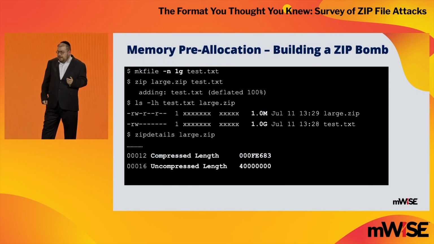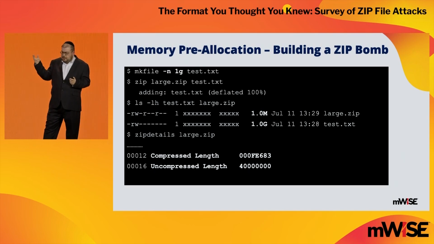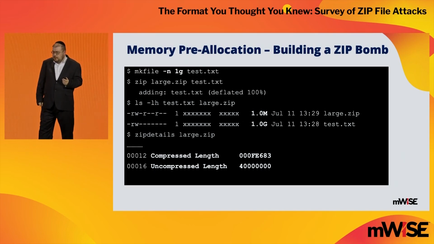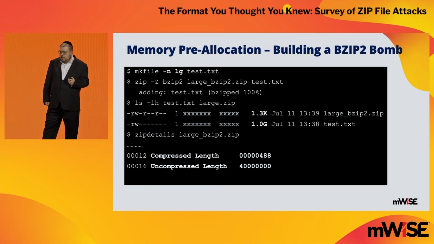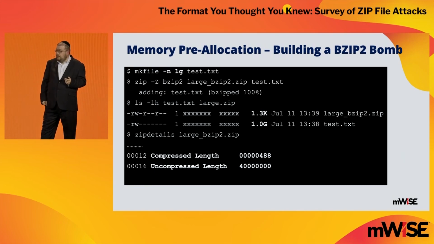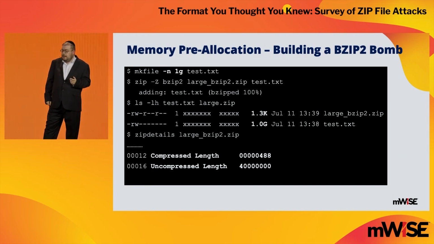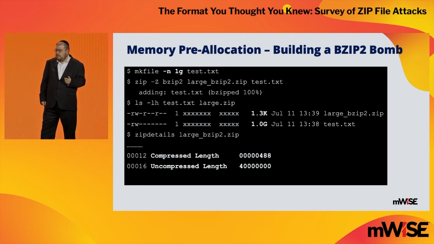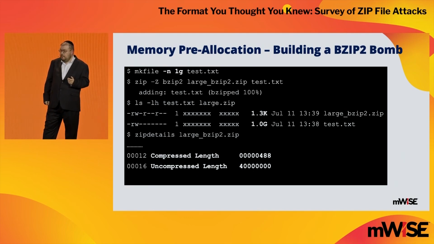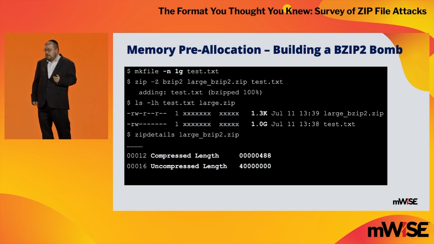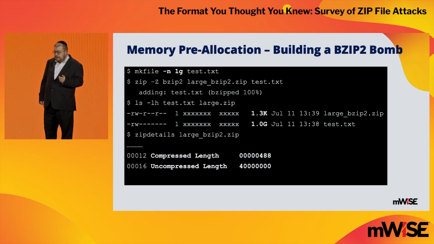And this last example is how you make a zip bomb. This is on Mac OS, which uses mkfile. I don't remember exactly what the command is on Linux, but something very similar. You create a 1 GB empty file, you compress it, and it will compress down to 1 megabyte. If you want to shrink it more, you could shrink it down to 1.3 kilobytes by using an option of zip where it compresses internally with the bzip2 algorithm, which is not supported by everyone, but has a greater compression ratio.